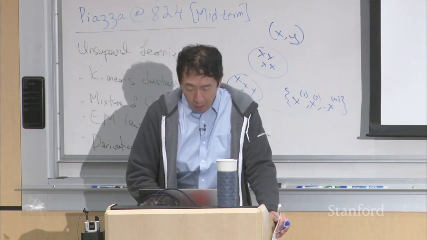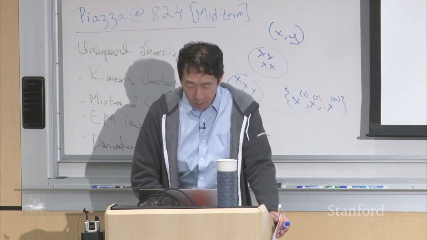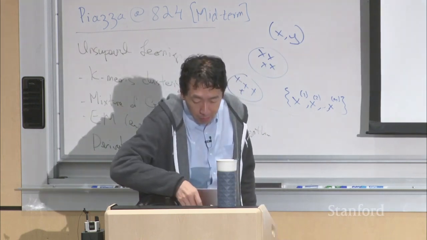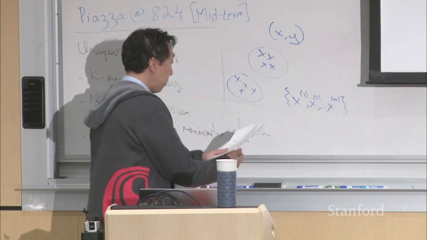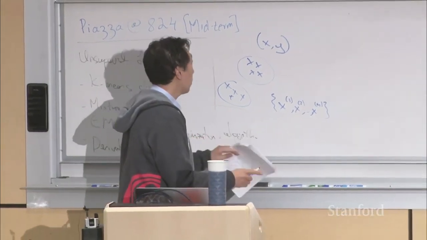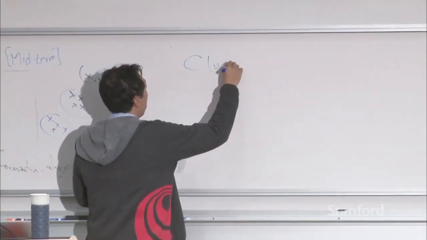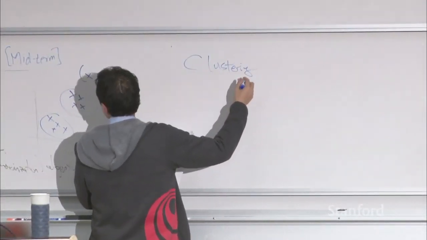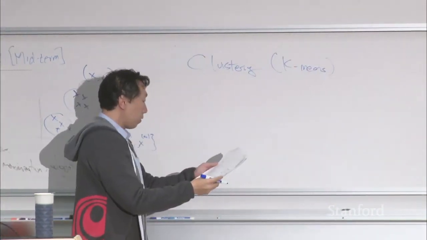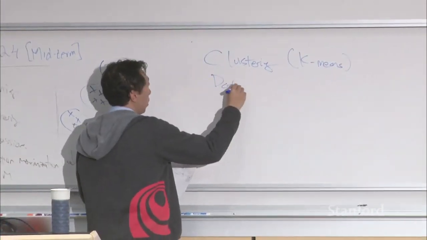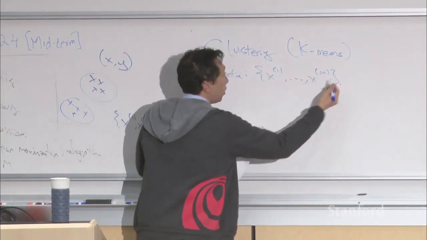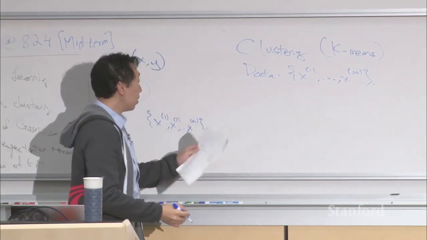Okay, so let's write down in math what we just did. All right, so this is a clustering algorithm, and specifically, this is a k-means clustering algorithm. Your data set now does not come with any labels.